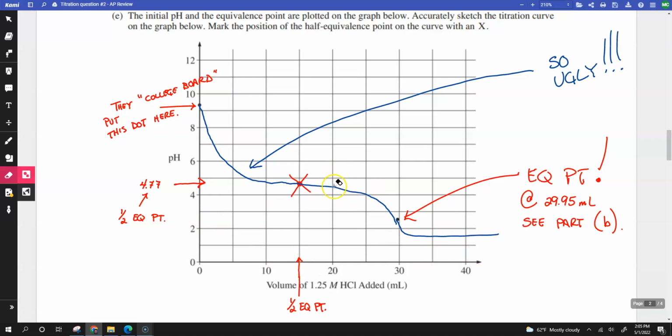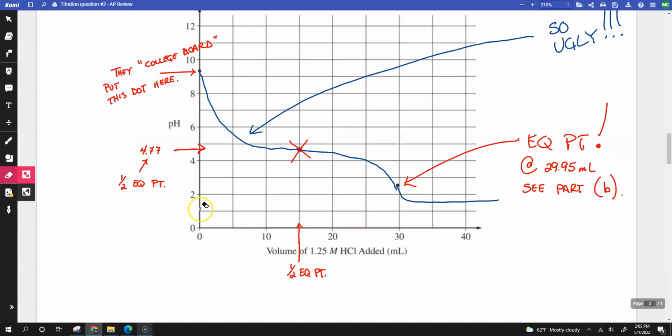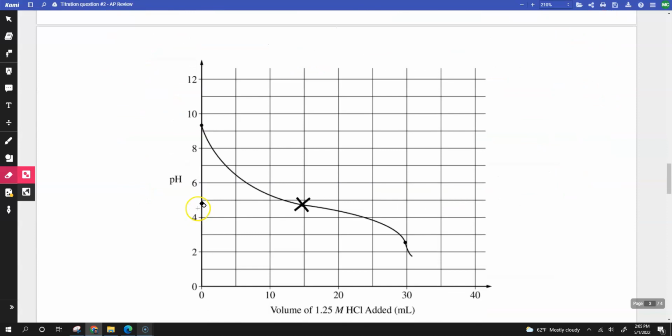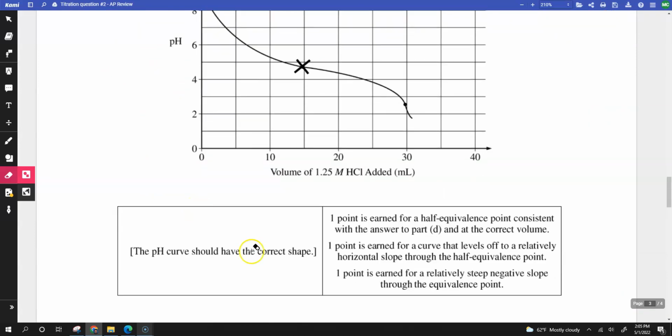But again, the points that you get for this is that you get 1 point for the, here, let me just go to it. So there's their answer. It says you get 1 point for the half equivalence point consistent with the answer in part D. So if you said 4.77, there you go.